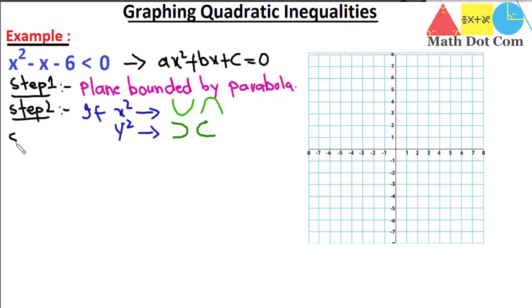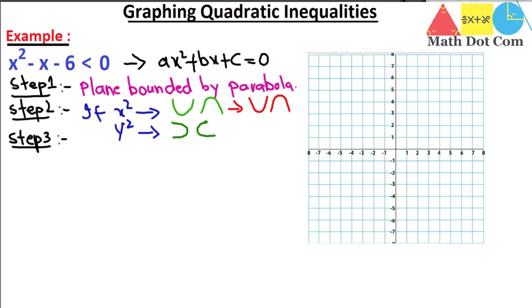Before step number 3, what is the given inequality showing? It is very obvious here that the parabola will lie in the category of either upward or downward. It will not be left or right, because there is no y square in the given inequality. So we'll move towards step 3.